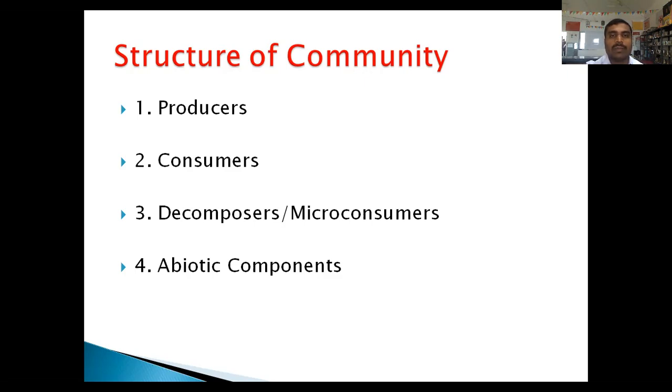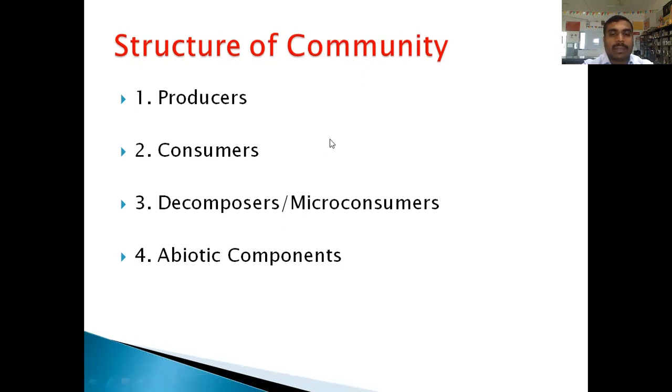Then next we will see the decomposers. Decomposers or microorganisms, also called micro consumers, are also called saprophytes. Here they are living components. They survive on dead and decaying material in the community or environment, and their role is to decompose that material into simple substances. They may be simple organic or simple inorganic substances, and in this way their role is very essential in the community, and hence they are also part of the structure of community.